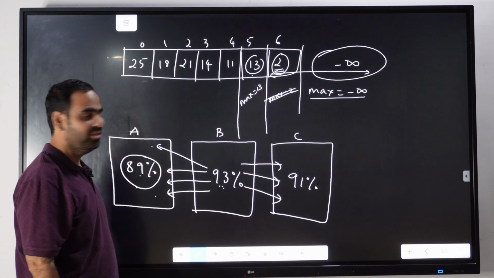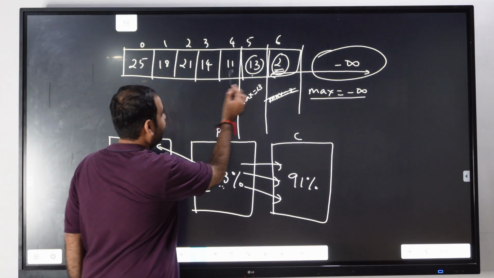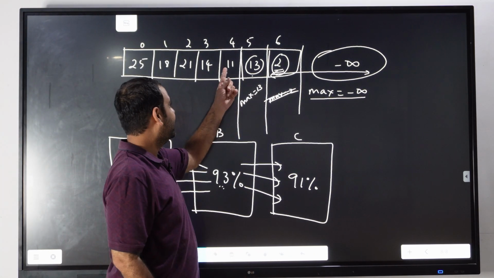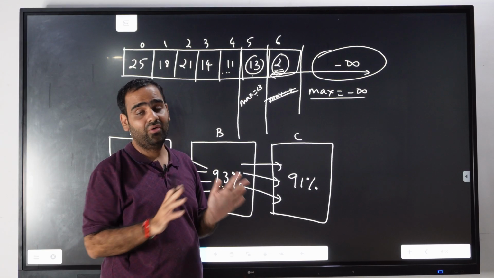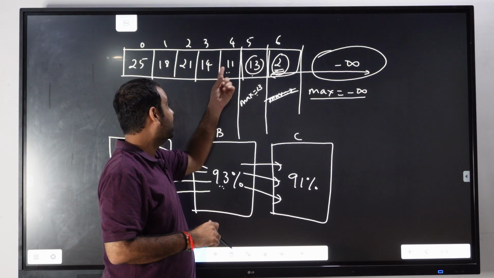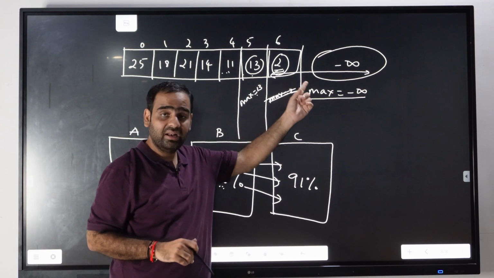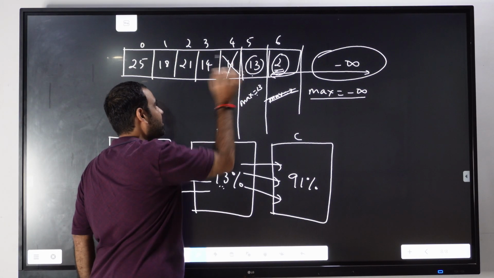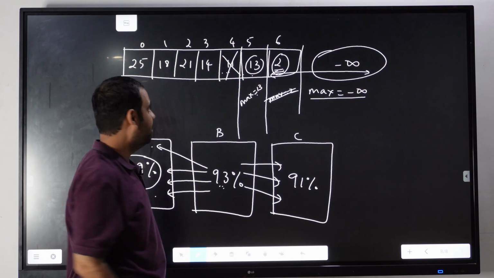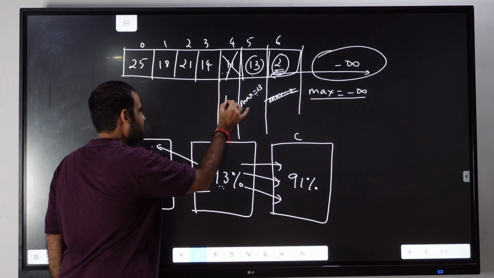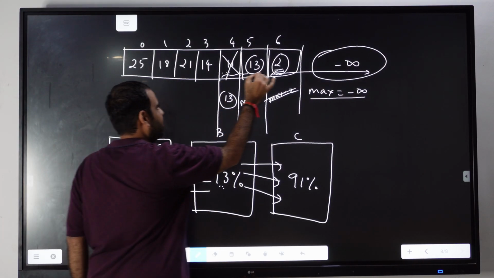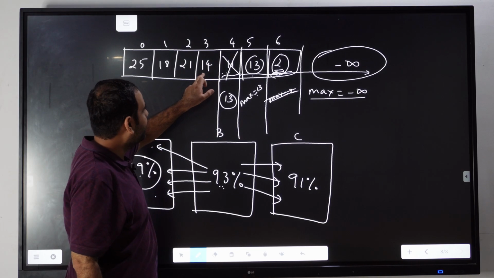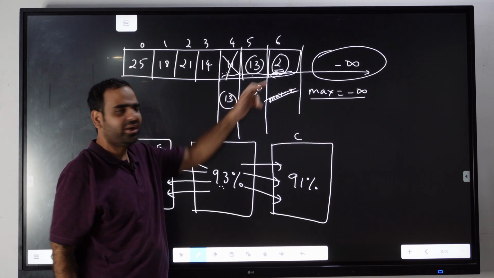Now, 2 is no longer the maximum. Shall we compare 11 with 2 and 11 with 13? No. I compare, is 11 greater than 13? No. Therefore, there exists an element greater than 11 on the RHS and 11 is not a leader, and we don't update the maximum. The maximum till this point is 13. Now, this set is represented by 13. Will you compare 14 with 11, 14 with 13, 14 with 2?